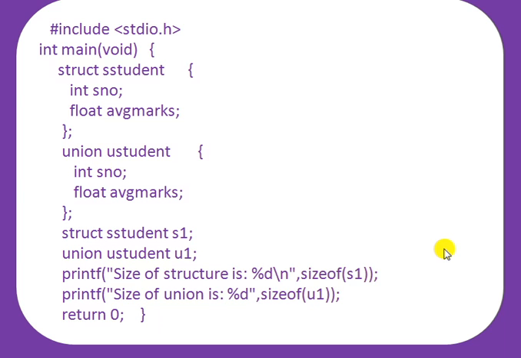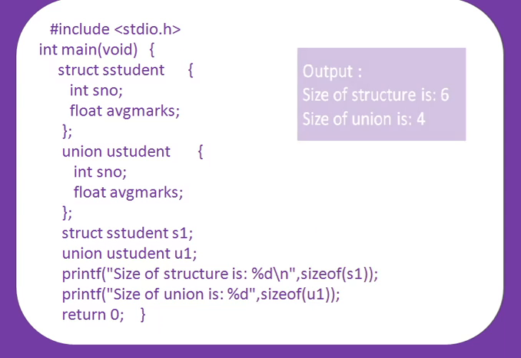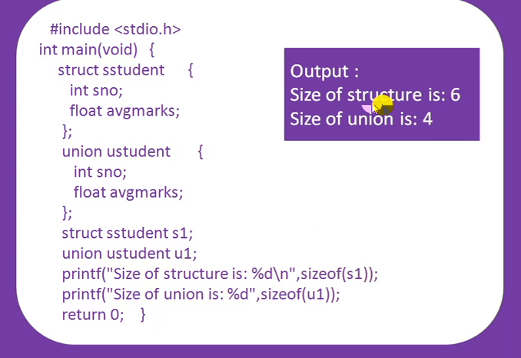If you try to execute this program, you will get the output. Size of structure is 6. 2 plus 4 bytes, 6 bytes. Size of union is only 4, not 4 plus 2. So we know union size is equal to the maximum sized member available in the union. So that is how structure memory was allocated and union memory was allocated.